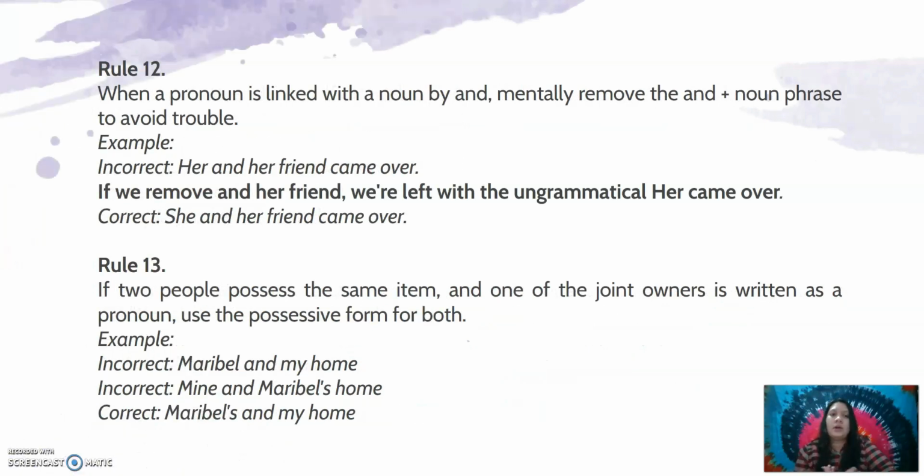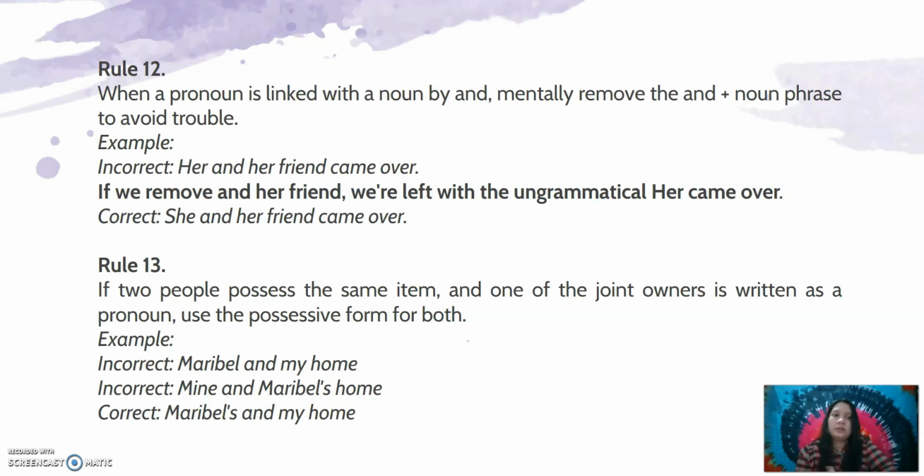Rule 12. When a pronoun is linked with a noun by and, mentally remove the and plus noun phrase to avoid trouble. Example, incorrect: her and her friend came over. If we remove and her friend, we are left with the ungrammatical her came over. The correct one is: she and her friend came over.